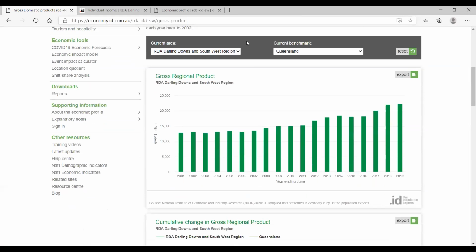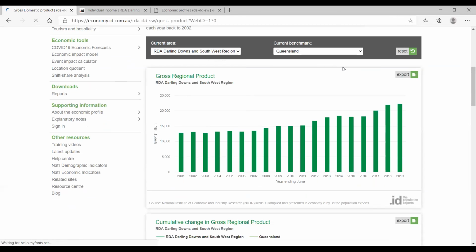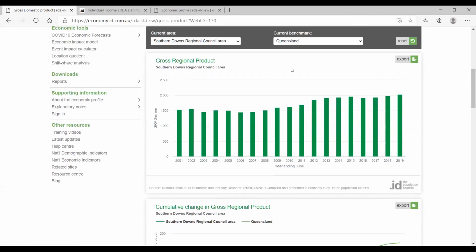When I move down here, I go to my drop down and I select Southern Downs Regional Council. My benchmark is Queensland, and this is where I had that chart before that I had in my presentation. This is where I took that from. So I took it directly from the site, and you can export it into any of these files and put it straight into your presentation.